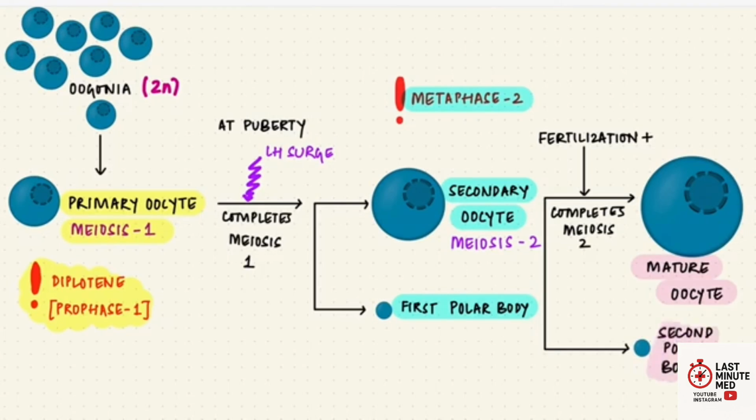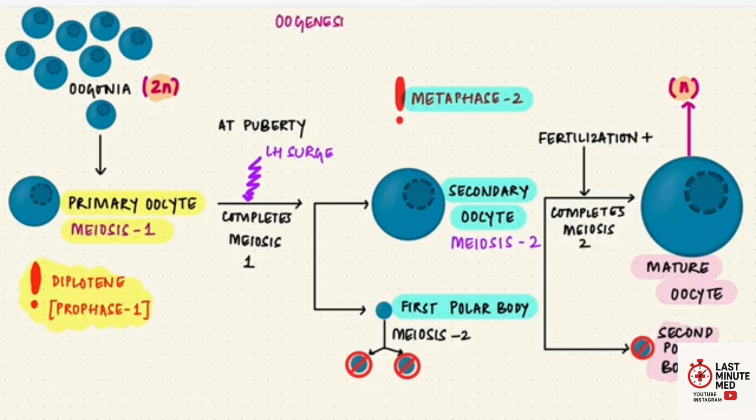The first polar body could either degenerate or it could also go through a second meiotic division to form 2 more polar bodies. But ultimately, all 3 polar bodies are going to degenerate. And what remains is just one functional mature oocyte in the end, which is the gamete. And this has half the number of chromosomes than the germ cell that started the process. So all of this was oogenesis.